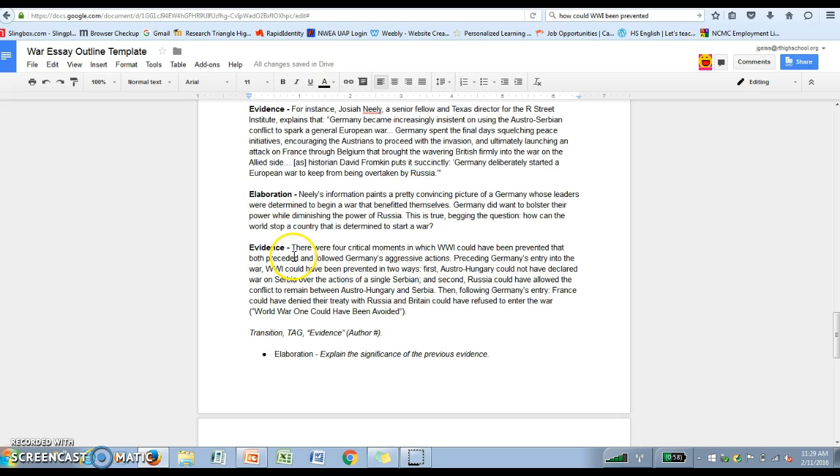So again, just to review some things that we have, make sure that you provide context for the information that you have. Even though the information is paraphrased, I still have a tag where I give context to what this information is that follows.